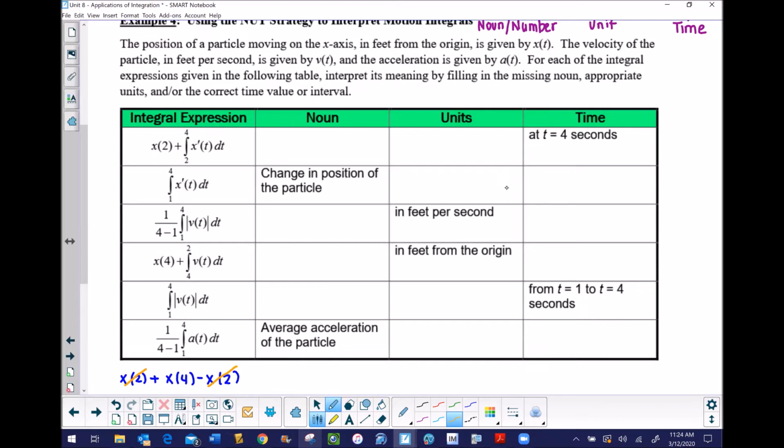So basically, this is just x of 4, which is just simply the position of the particle, right? So that's what we're going to do. We're going to go ahead and fill that in as our noun. So the position of the particle.